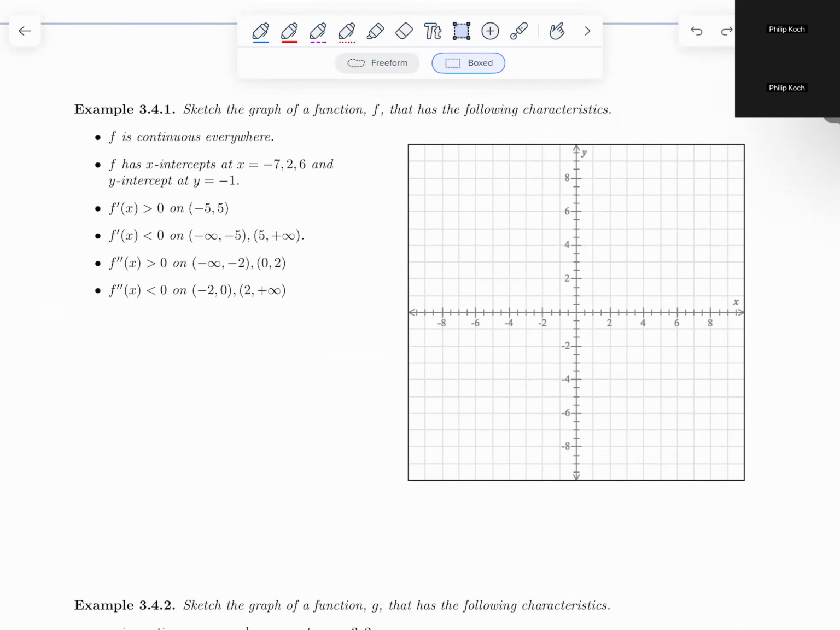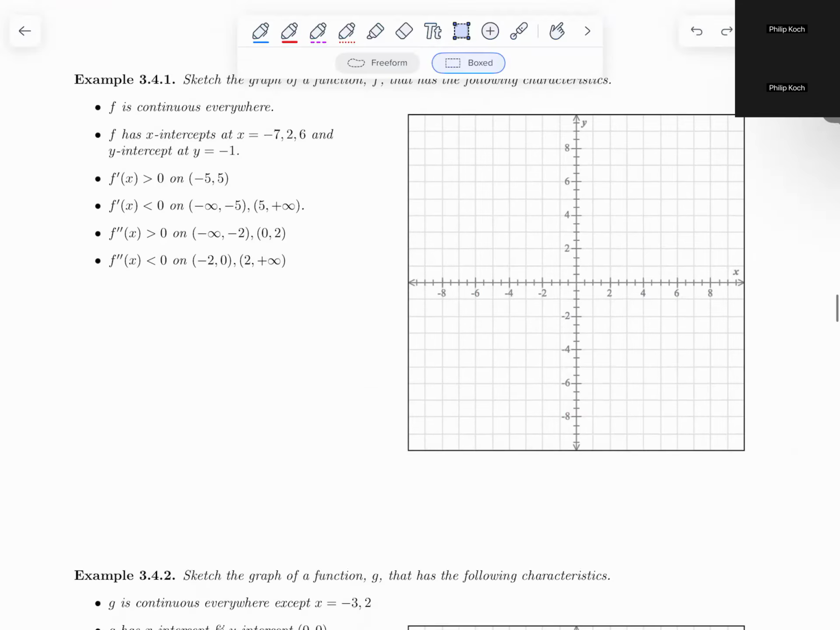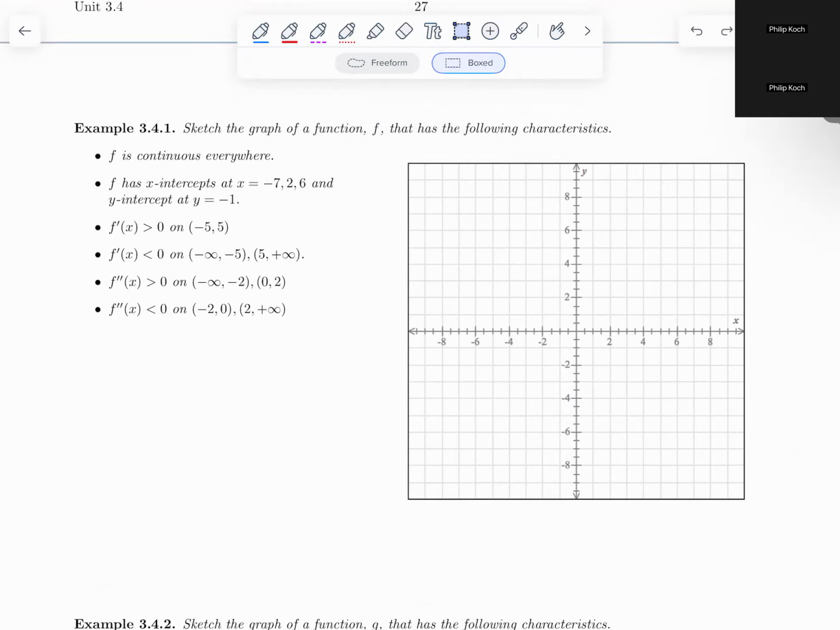It has x-intercepts at -7, 2, and 6, and then a y-intercept at -1. The first derivative is positive on the interval from -5 to 5. It's negative on the intervals from negative infinity to -5, and from 5 to positive infinity. You can read. I assume you can read. So in this one, we know it's continuous everywhere, so we shouldn't have any jumps, we shouldn't have any asymptotes, nothing like that.